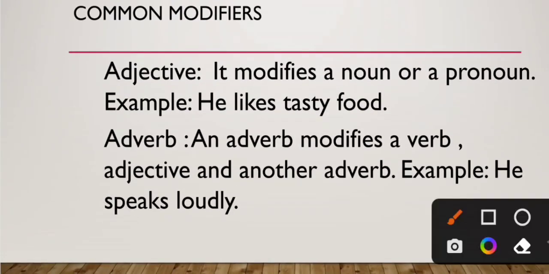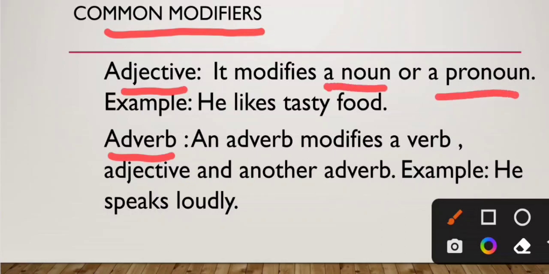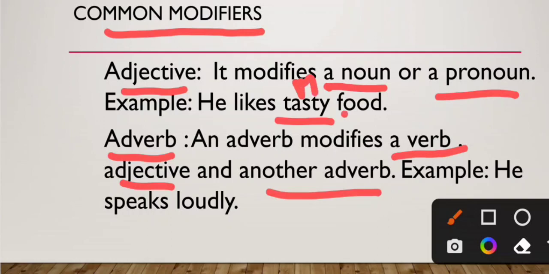Now, the simplest and most commonly used modifiers are, first, the adjective, and second, the adverb. Listen to me very carefully. An adjective modifies a noun or a pronoun, only two. And an adverb modifies a verb, an adjective, or another adverb. So that is the difference between the two. "He likes tasty food." What kind of food? Tasty. So tasty is your modifier and it is describing food, functioning here as an adjective.